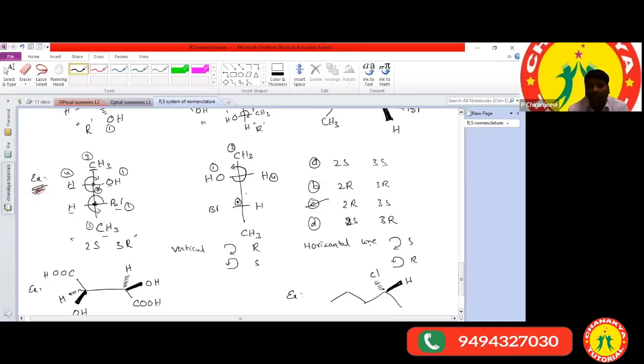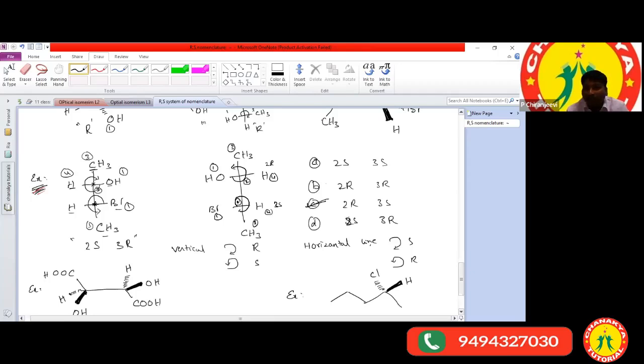This one is 2R. Now here bromine is the first priority. For this one we can give the second priority, third priority, fourth priority. So 1, 2, 3 is clockwise direction. Clockwise direction is 3S. Anjan, exactly correct answer. So very good try.